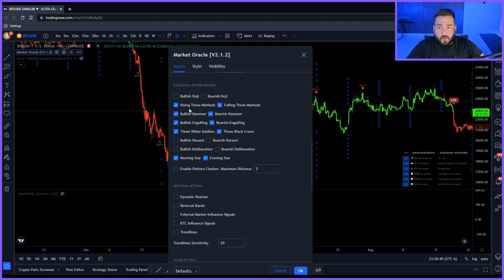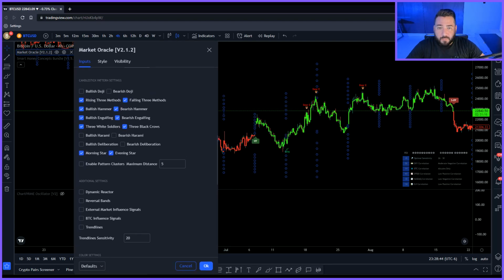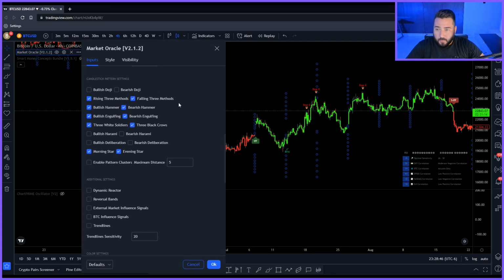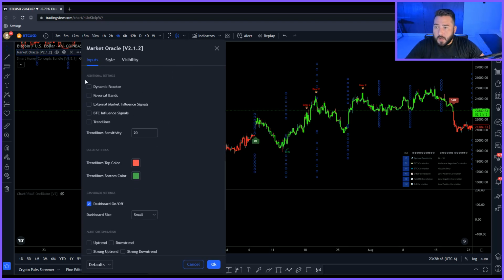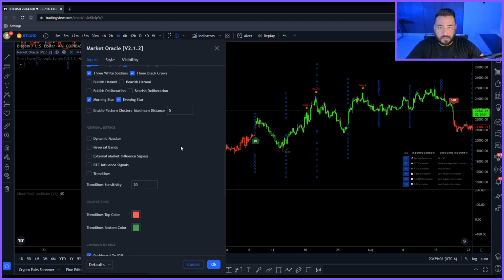So at this point, I'm not going to be messing too much with this, but I'm going to be explaining to you how they work, right? Now, we're going to be seeing some additional settings in which we have the dynamic reactor, reversal bands, external market influence, BTC signal influence, and trend lines. If you don't know any concepts, please refer back to the Trader's Smart Book, right? We have it on the Help Desk channel.